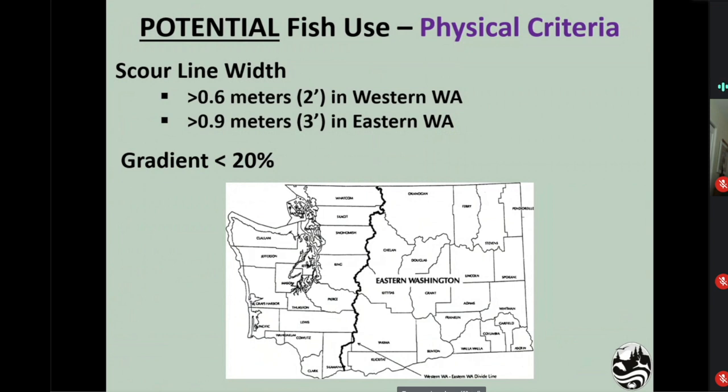There are places where you can have a 20% gradient for a short period, and it's not considered a natural barrier. But again, these are the two physical criteria. Oftentimes with our own eyes, looking at a 20% gradient in a stream, you wouldn't think that it would have fish in it. So our laser distance measure can take inclination or gradient, and we'll go through that tomorrow. But in general, most sites that you'll be going to won't be that steep. And we can talk about that in the field.